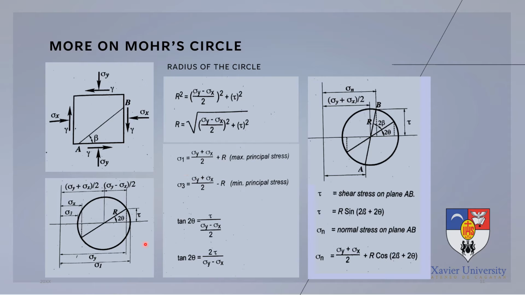On the Mohr circle, we have sigma 1, which is the maximum principal stress. That would be equal to sigma y plus sigma x divided by 2 plus our radius, and our sigma 3, which is our minor principal stress, is equal to sigma y plus sigma x over 2 minus the radius. The first part is actually the equation for our center. And our tangent of theta value can be solved using this equation.